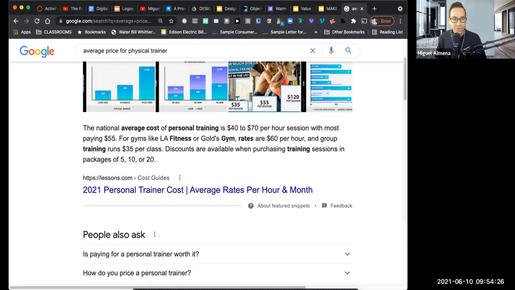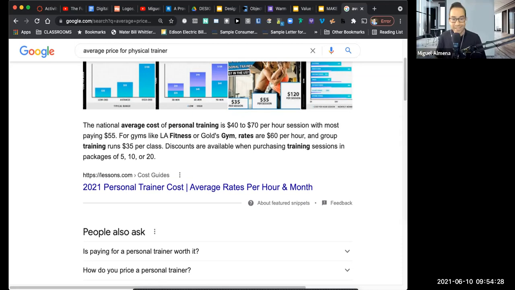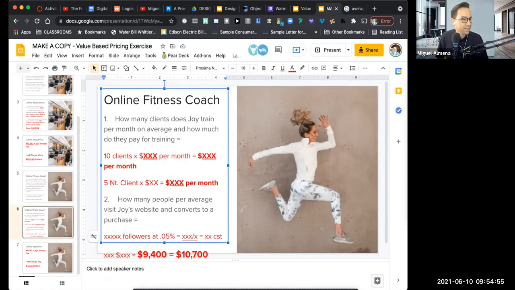So average price for physical training, that's the search term. If you want to know how much something costs for anyone that comes to you, just do a search for average price for whatever it is, coffee, average price for a long distance runner. You'll be surprised how much information Google can generate with that simple term. So we'll say 55 bucks a session, 50 bucks a session, let's say. Okay, so now 50 bucks per session.